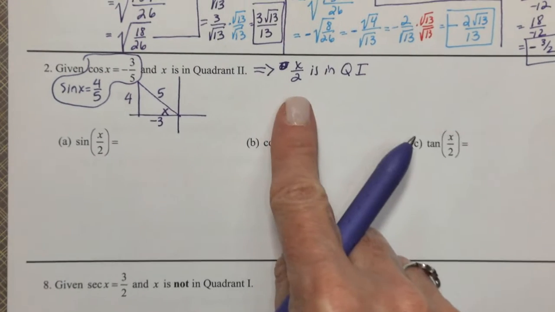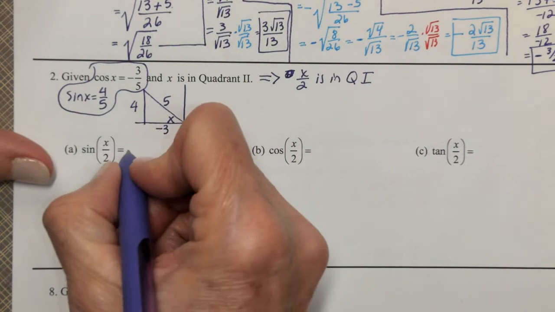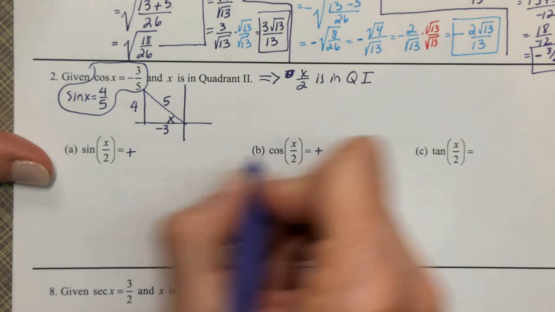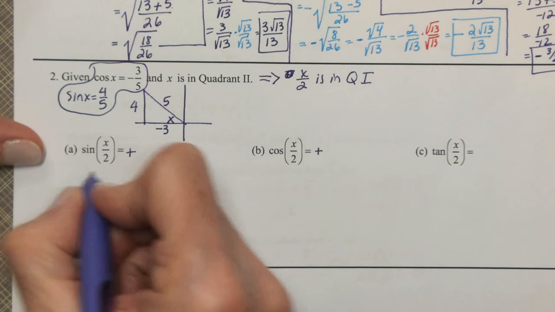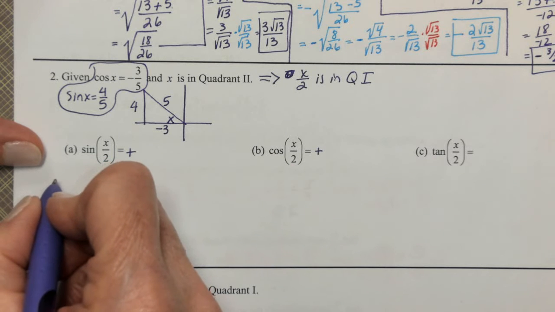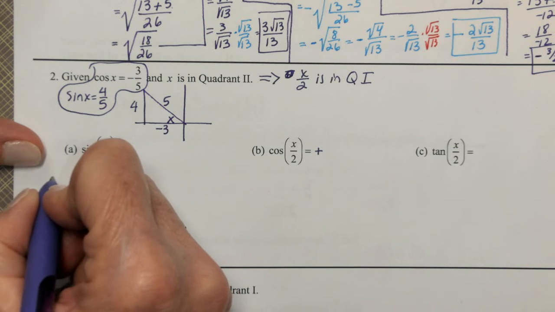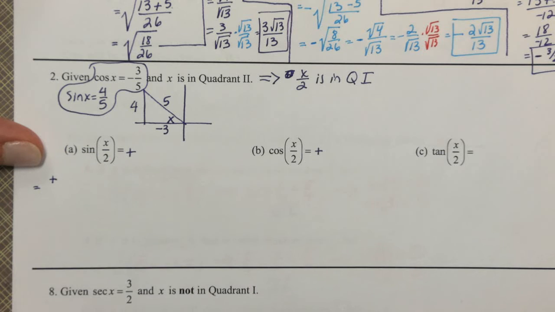So since x over 2 is in quadrant 1, I'm going to be keeping the positive of both of those formulas. Okay, this time I know I'm going to require more room, so I'm going to come over here and do the sine formula over here.